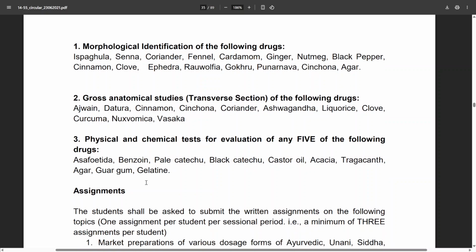Gross anatomical studies, transverse section of the following drugs: ajwain, datura, cinnamon, cinchona, coriander, ashwagandha, licorice, clove, curcuma, nux vomica, ipecac.